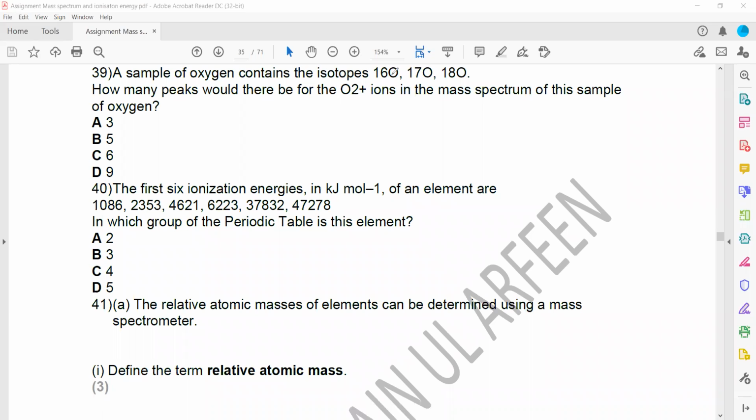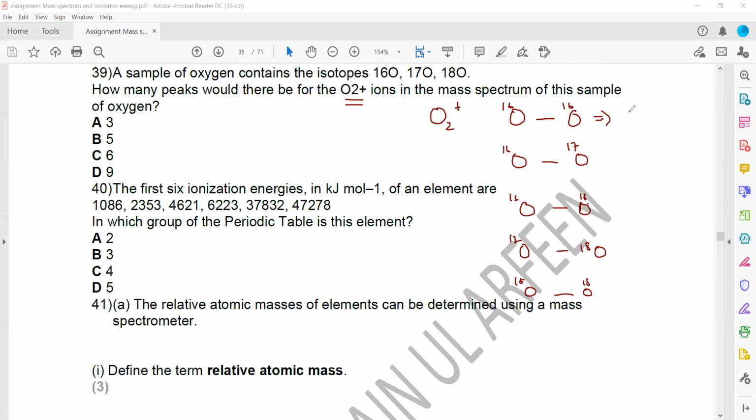A sample of oxygen contains isotopes 16, 17 and 18. How many peaks will there be for the oxygen molecule? Basically, this is the oxygen molecule O2. This is not oxygen plus 2 charge; it means the oxygen molecule with a charge of plus 1. So what are the possibilities? In the oxygen molecule, maybe both of them are 16, maybe one is 16 and another is 17, maybe one is 16 and another is 18, maybe it is 17 and 18, or maybe it is 18 and 18.